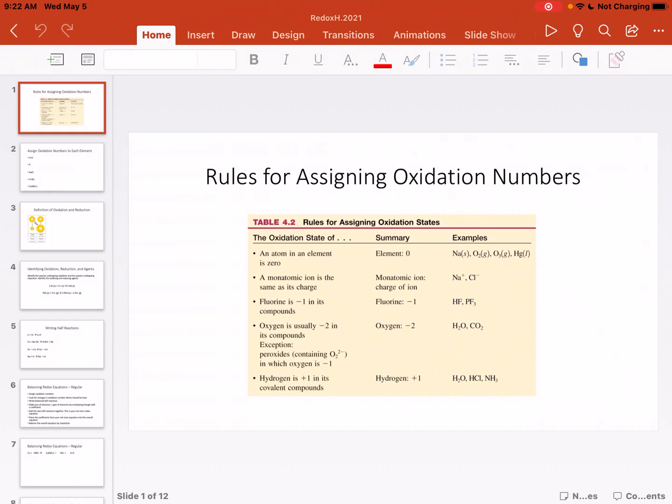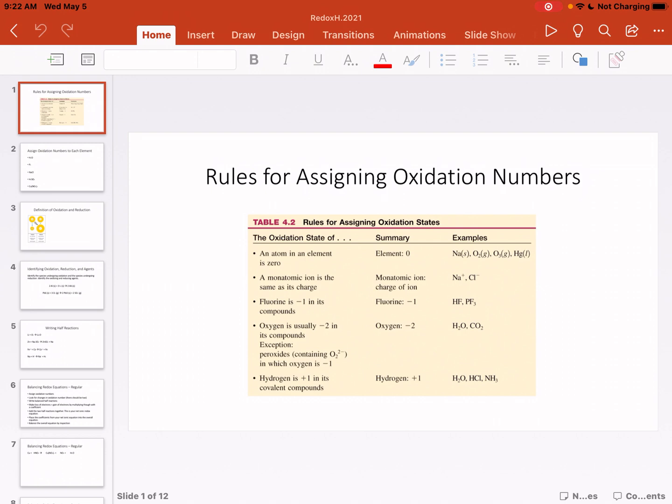Welcome to Oxidation Reduction, or Redox, Lecture A. Today I'd like to talk to you about rules for assigning oxidation numbers, recognizing oxidation and reduction, recognizing oxidizing and reducing agents, and balancing and writing balanced half reactions.